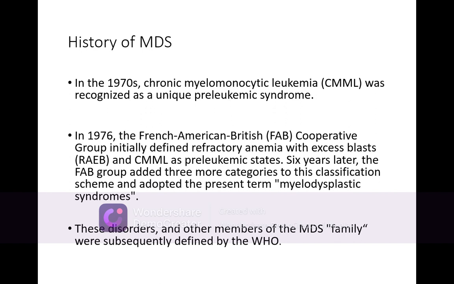Myelodysplasia is actually a family, according to WHO. They are preleukemic disorders, because in 1976 they found the anemia is refractory to every therapy, with excess blast cells, and a clue to chronic myelocytic leukemia, monomyelocytic leukemia. These are the preleukemic state. You find refractory anemia with excess blasts and myelocytic leukemia with monocyte predominance. This is called the preleukemic state. And this classification, they call it myelodysplastic syndrome. So it's a family.